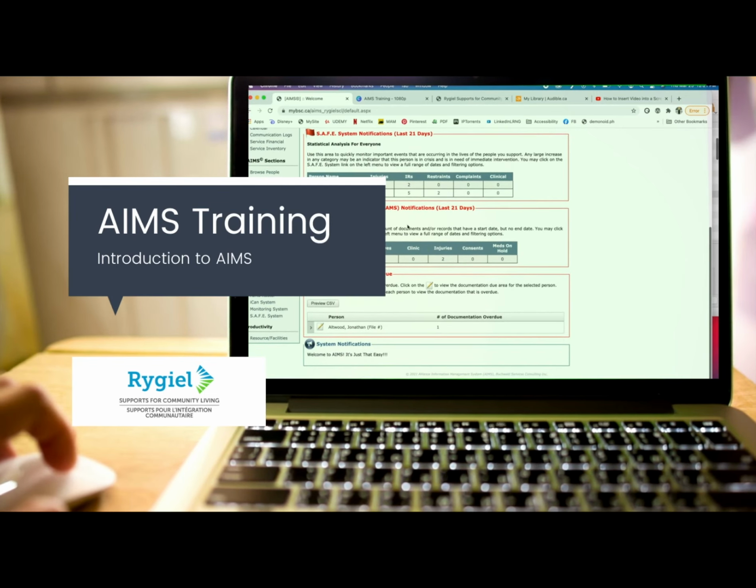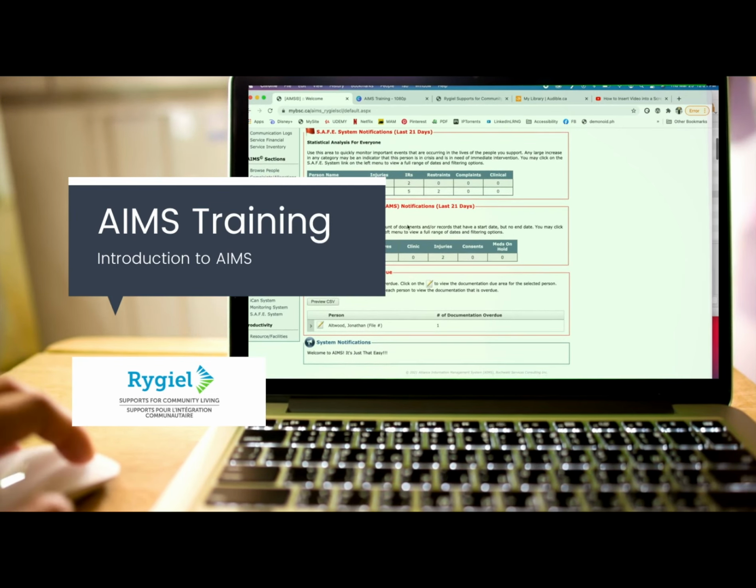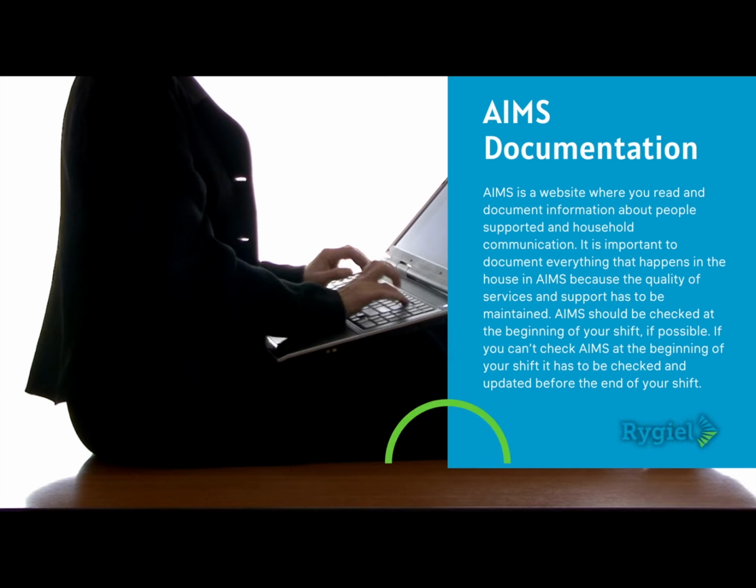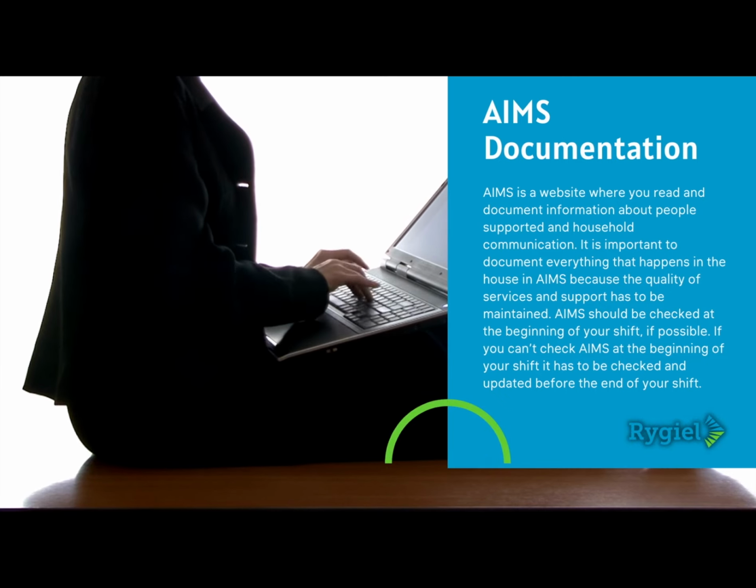AIMS stands for Alliance Information Management System, and the main goal of AIMS is to record all information we need to provide quality care and support. AIMS is a website where you read and document information about people supported and household communication.